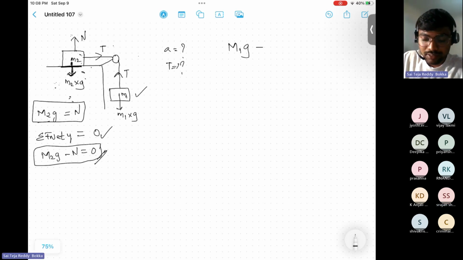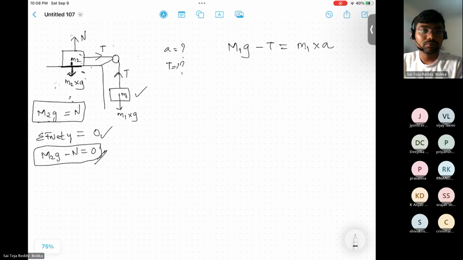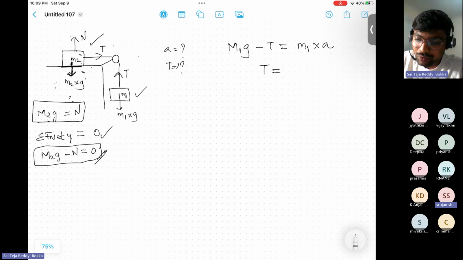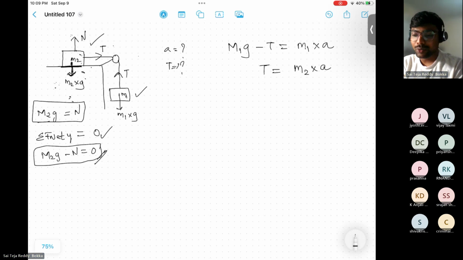M1G minus T will be equal to M1 into A. Yes. So when you are considering the second block, what do you have to take? There is no vertical component. There is only a horizontal component. What will you consider? T is equal to M2 into A.